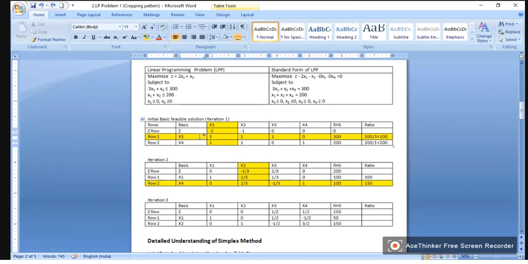So in the next table, x1 will replace x3. After replacing, these will be like as they are. In place of x3, x1 will be there, and we have to fill the remaining cells in the table. So it is done like this.